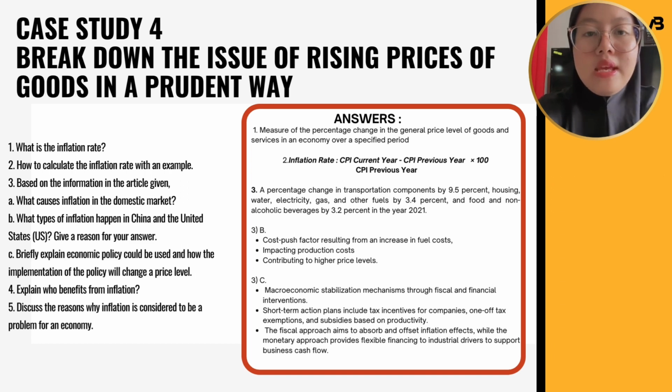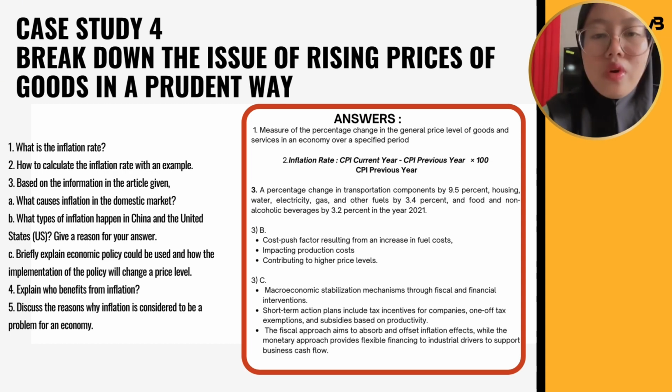For 3C, briefly explain what economic policy could be used and how the implementation of the policy will change the price level. The economic policy suggested involves a macroeconomic stabilization mechanism through fiscal and financial intervention. Short-term action plans include tax incentives for companies, a one-off tax exemption and subsidies based on productivity. The fiscal approach aims to absorb and offset the inflation effect, while the monetary approach provides flexible financing to support business cash flow.